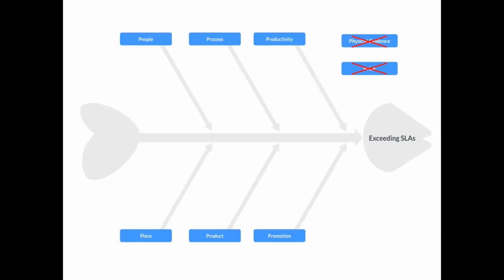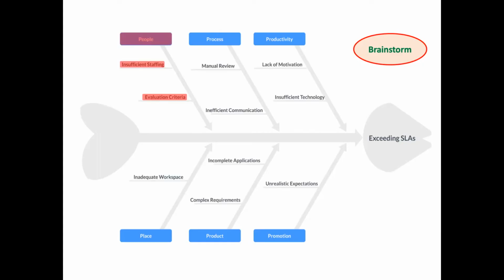Now, based on the problem we're investigating, the physical evidence and price categories aren't applicable, so we'll omit these from the diagram so that we're being efficient with our time. So here we'll be using the 6 P's method instead of the 8 P's. Now let's start brainstorming with the subject matter experts to identify some primary causes for each category. For the people category, possible causes might be insufficient staffing and evaluation criteria. For process-related causes, we have manual review and insufficient communication.